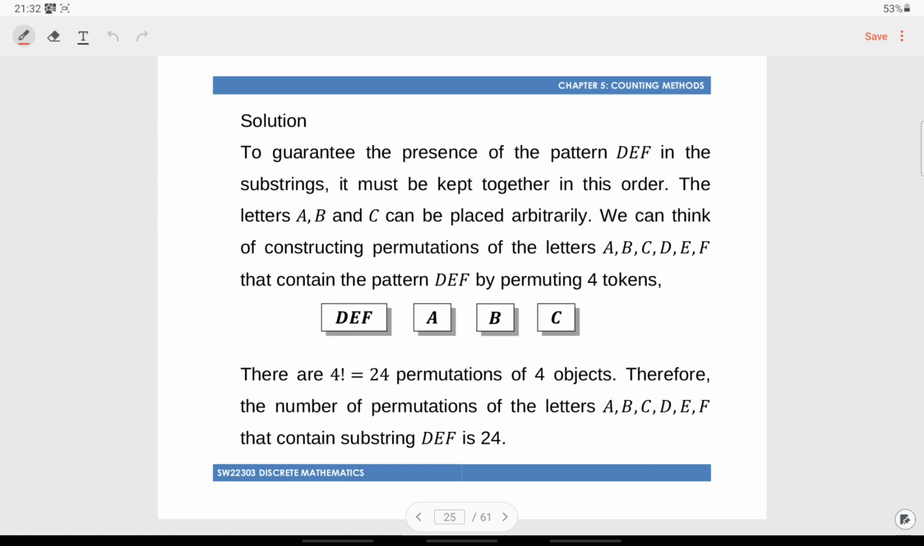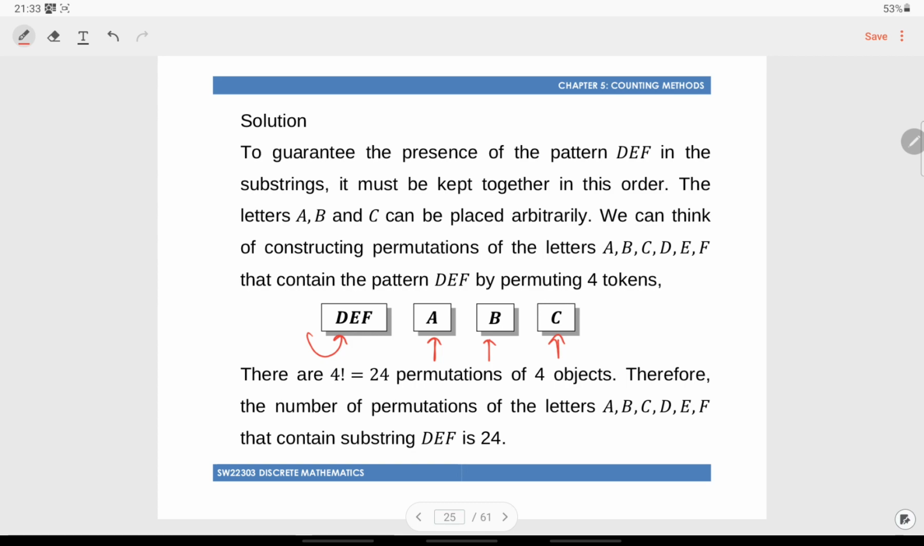So the letters D, E, and F must be combined together in the arrangement DEF, kept together in this order. The letters A, B, and C can be placed arbitrarily in other positions. So we can think of constructing permutations of the letters A, B, C, D, E, F that contain the pattern DEF by permuting 4 tokens. This one is the first token, this is the second token, the third token, and the fourth token.